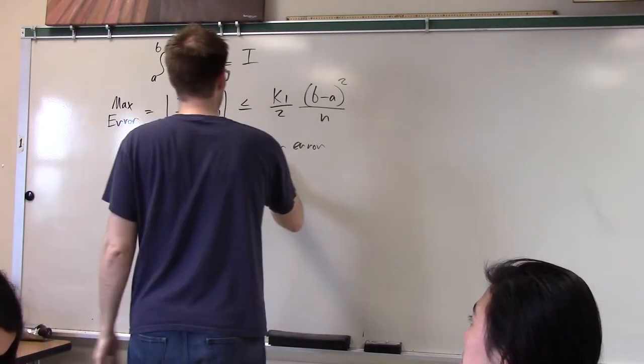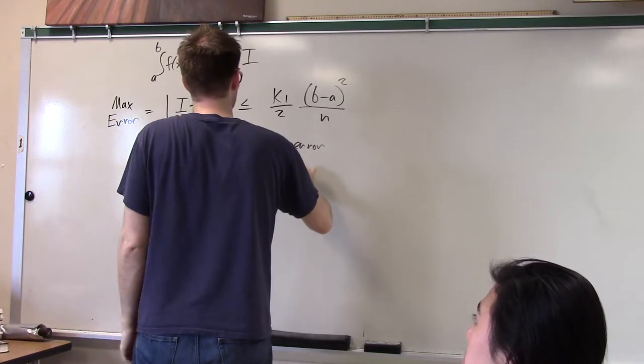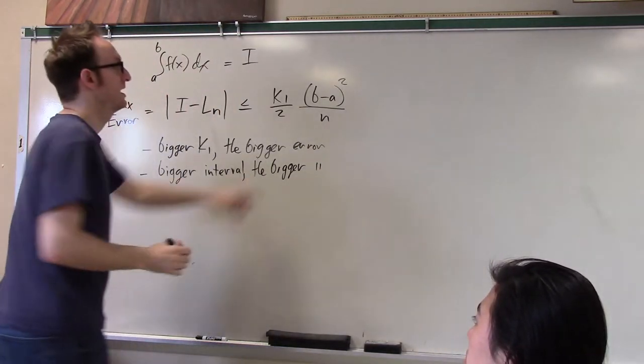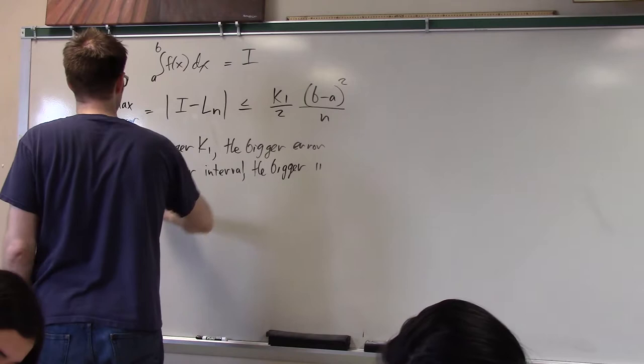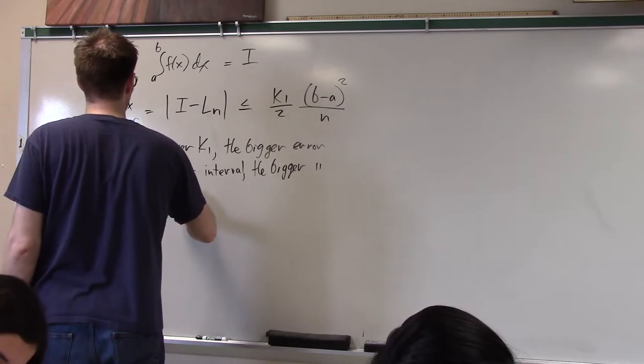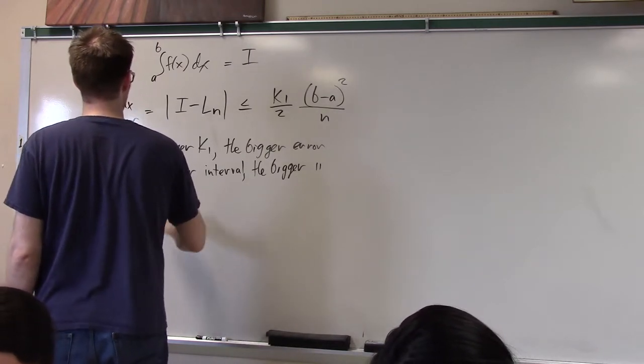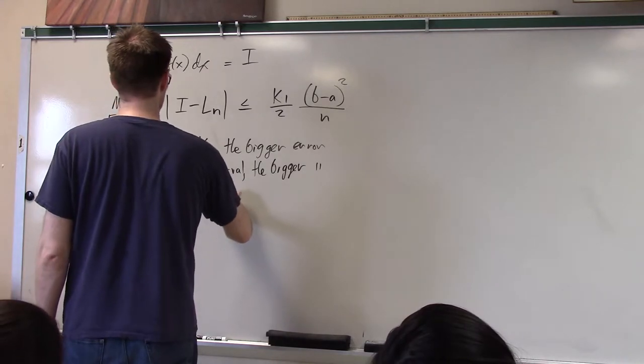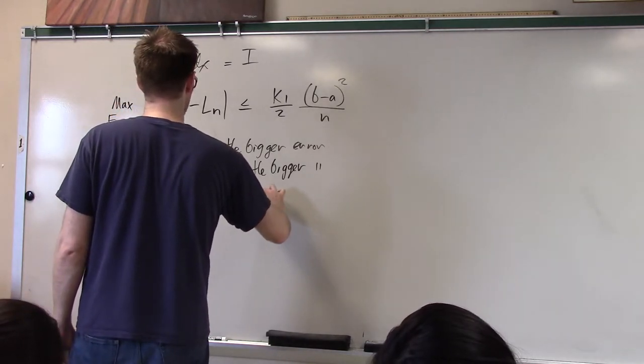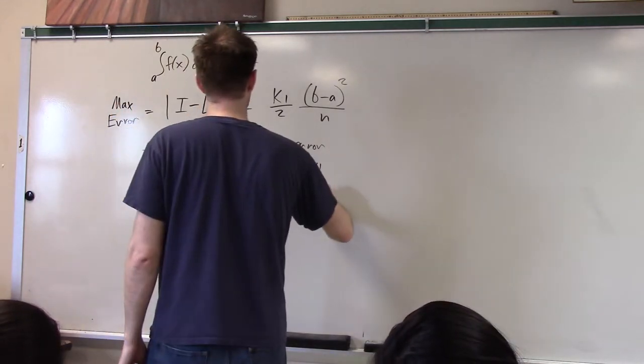Okay, so the bigger the interval, the bigger the error. And then finally, the more rectangles, the smaller. Yeah, the bigger n is, the smaller the error is.